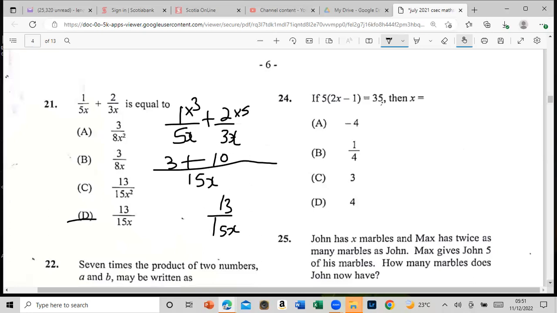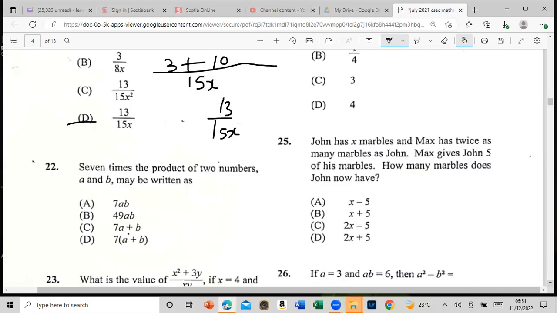Question 22 says 7 times the product of two numbers A and B. This is not a calculation. So it says 7 times the product of two numbers A and B, so A times B, and then 7 times the product. So that's it.